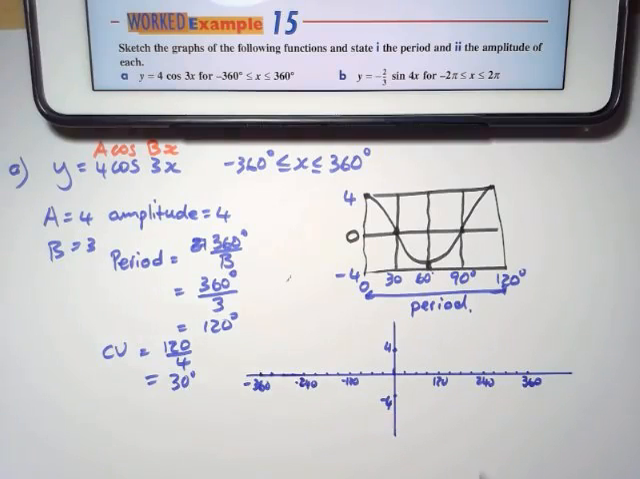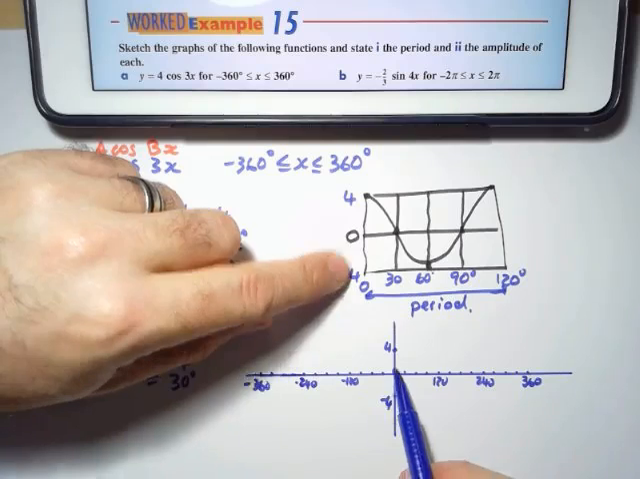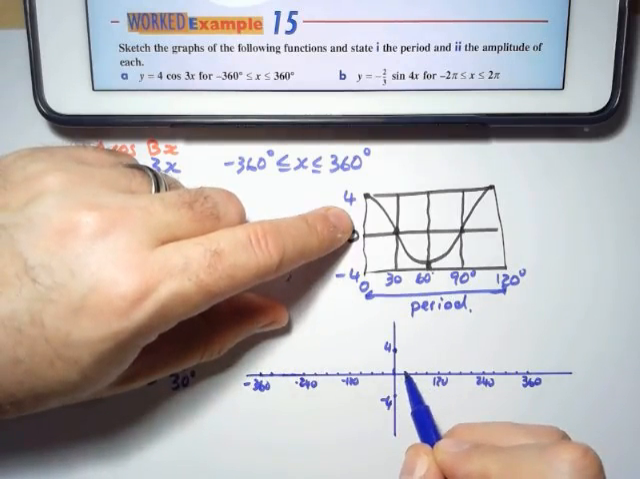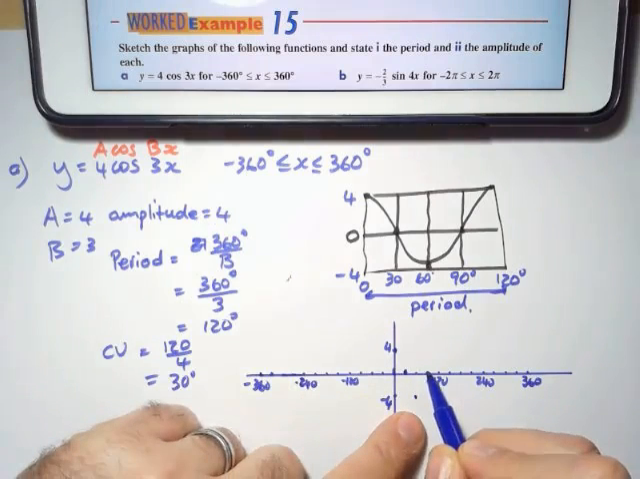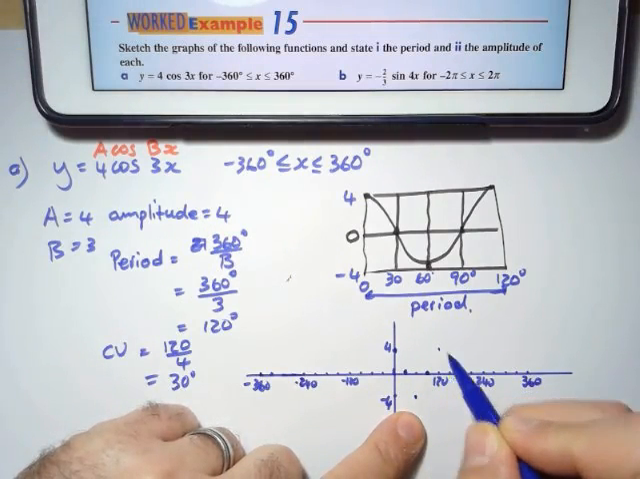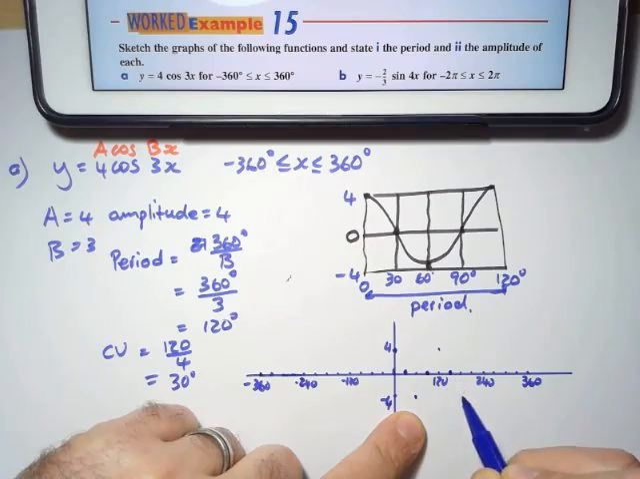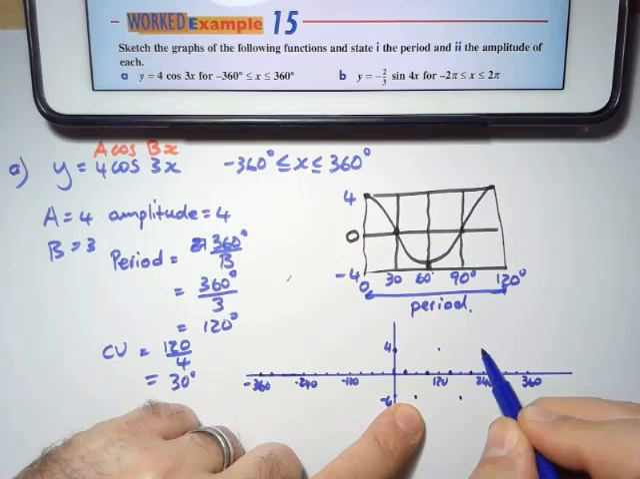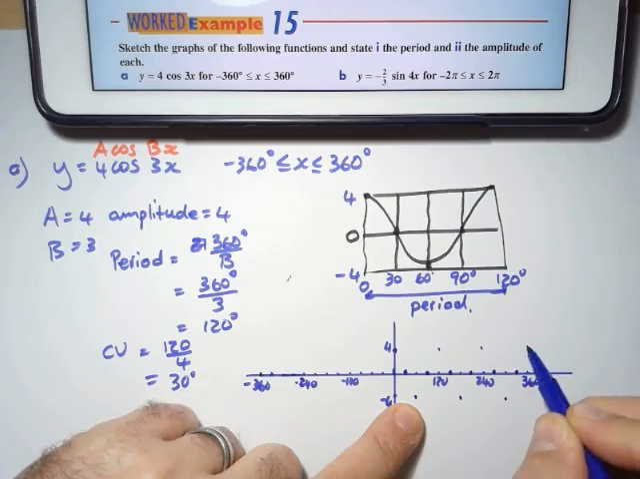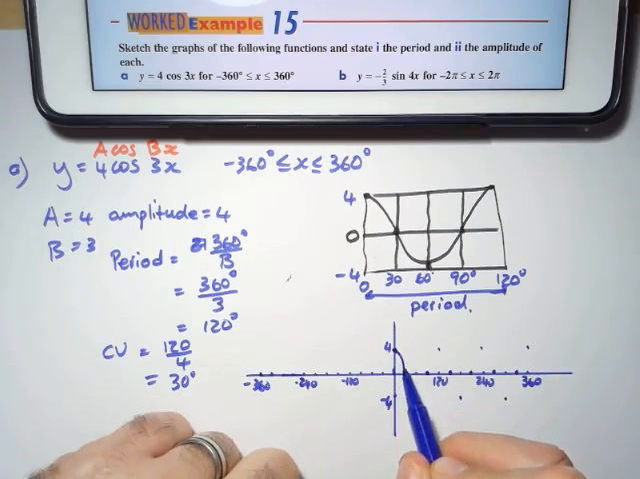Okay, so I start at 0. At 0, I start at 4. It's going to come down. It's going to turn at the next one. It's going to intercept, turn, intercept, turn, intercept, turn, intercept, turn, intercept, finish.